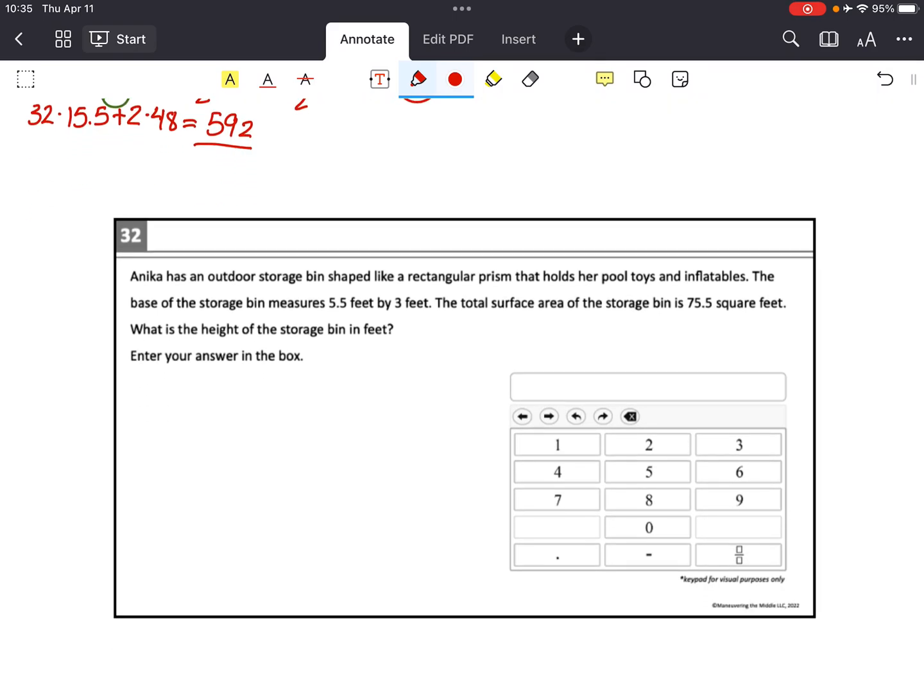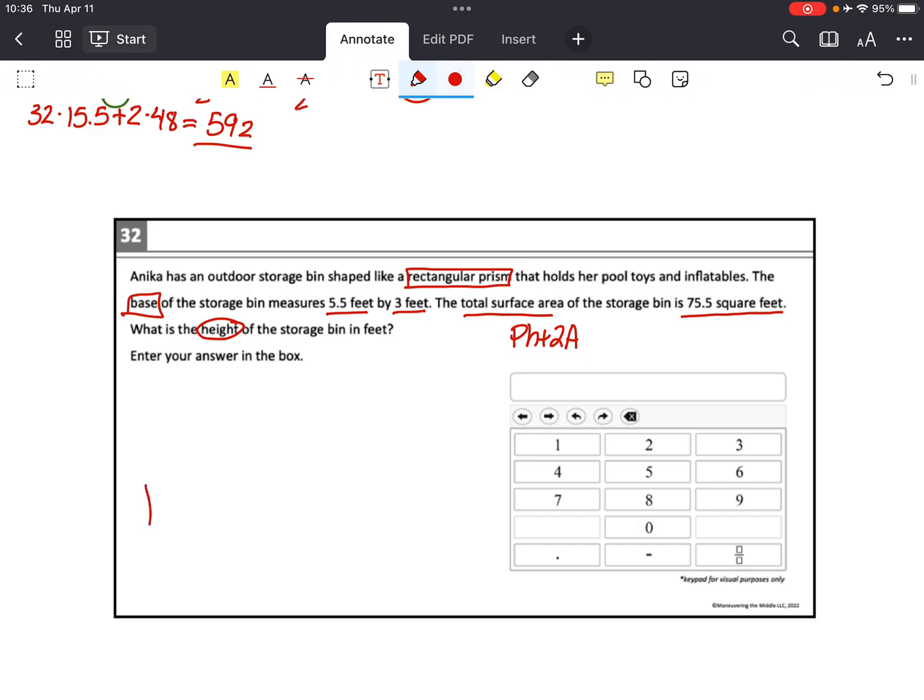All right, next up we have Annika that has an outdoor storage bin shaped like a rectangular prism. So I know my bases this time are rectangles that holds her pool toys and inflatables. The base of the storage bin measures 5.5 feet by 3 feet, and we know the total surface area is 75.5 square feet. What is the height of the storage bin? So total surface area tells me that I will be using this formula.